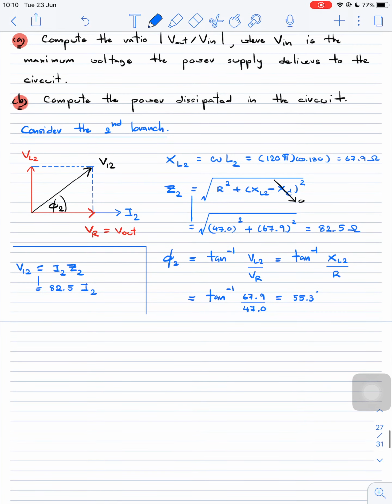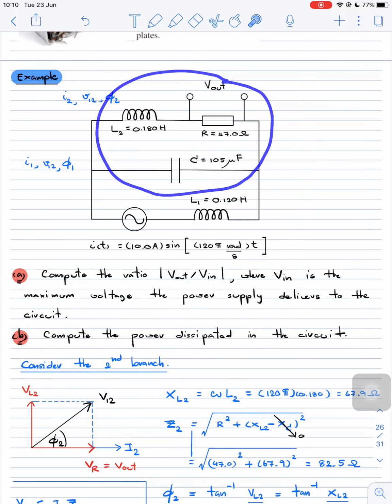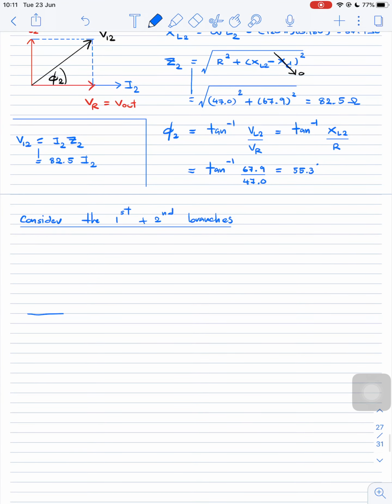So next, let's consider the first branch and the second branch together. Let's combine these two branches. The first branch and the second branch are connected in parallel. It means that the potential difference must be the same. So I'm going to make the V12 the common variable for these two branches. The V12 in the phasor diagram is going to be the horizontal axis here.